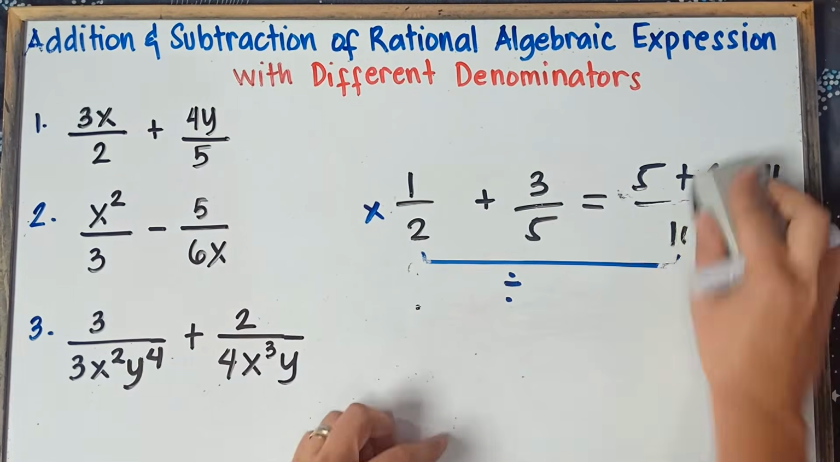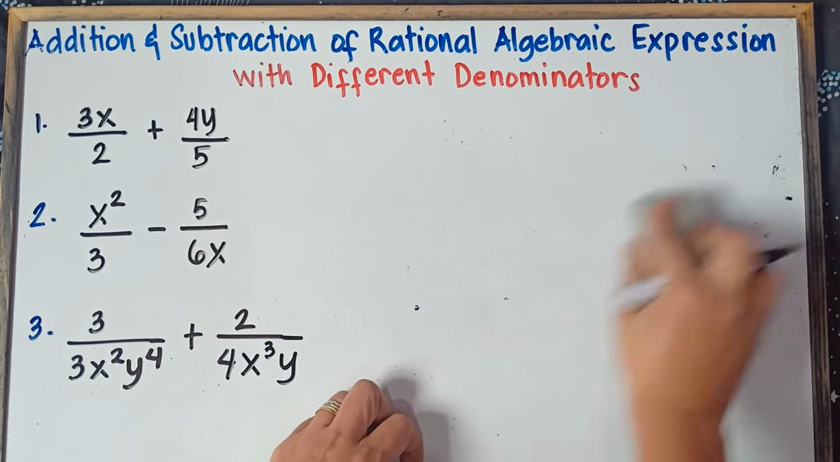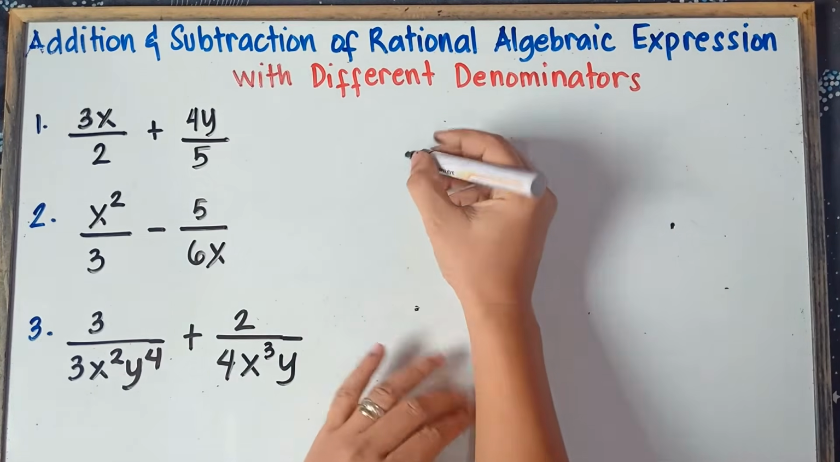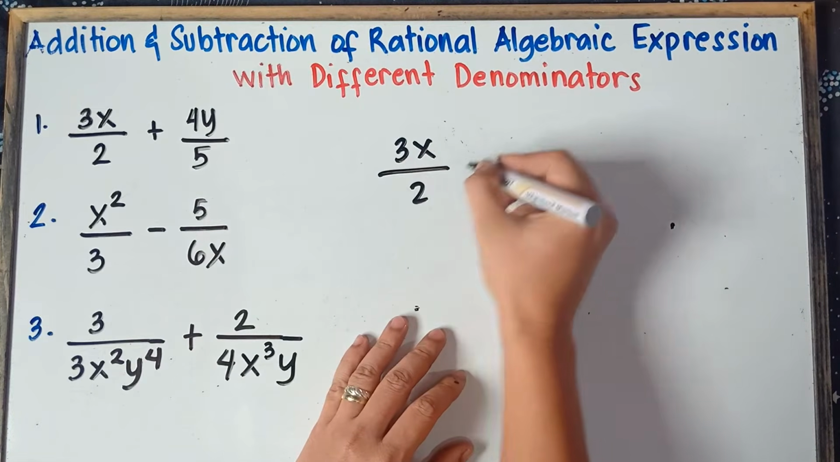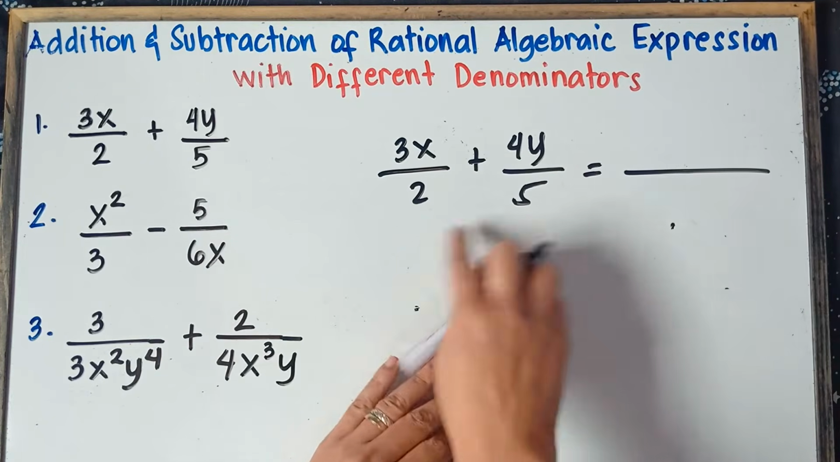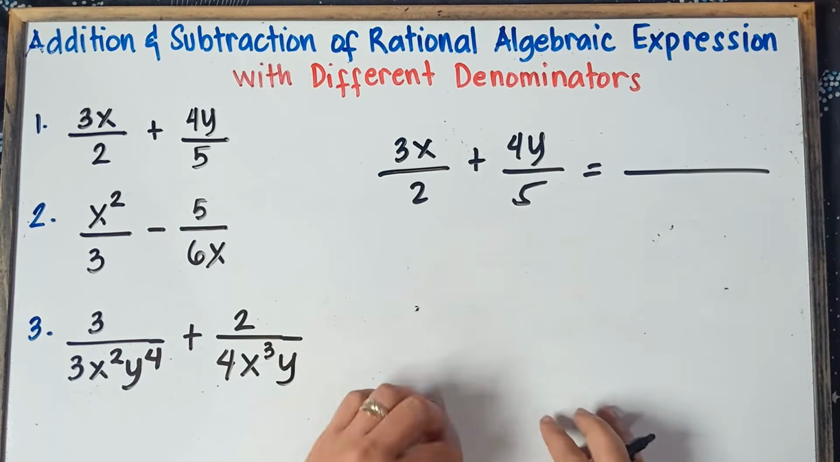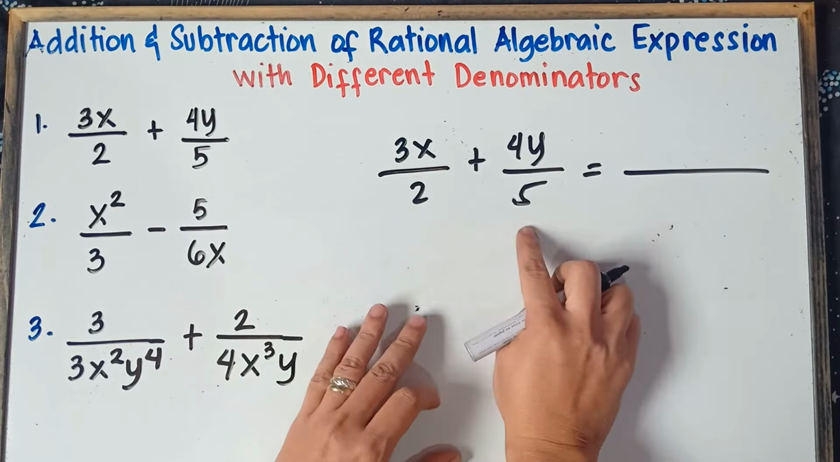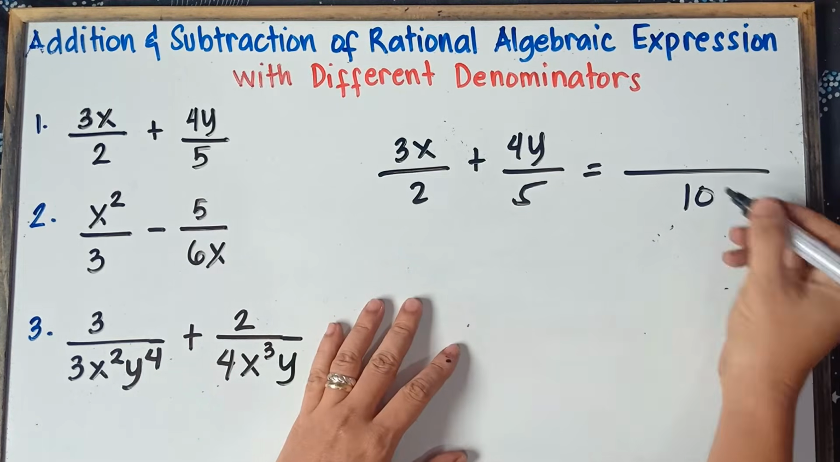Alright, so let's have example number 1, class. Okay, example number 1. Let's do it step by step. 3x over 2 plus 4y over 5. Once again, class, they don't have the same denominator. You need to find the LCD. And the LCD of 2 and 5, that would be equal to 10.